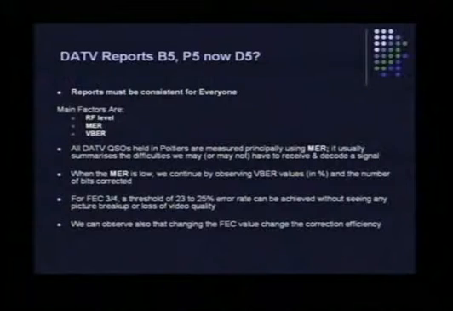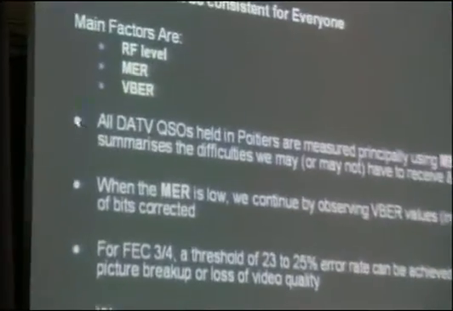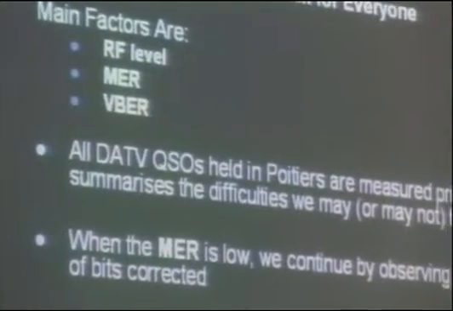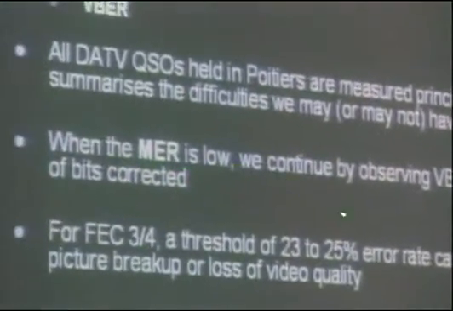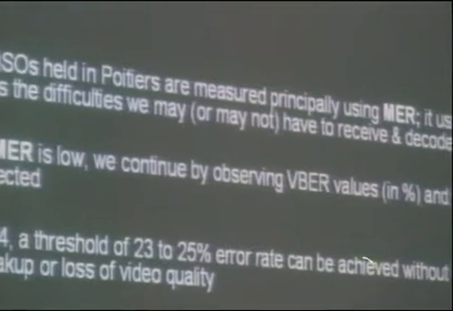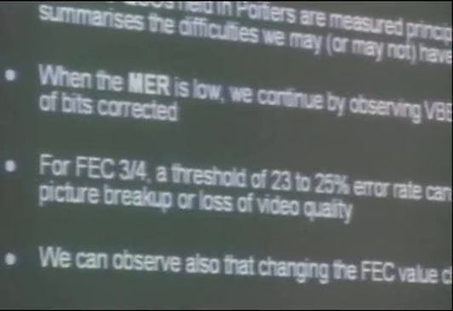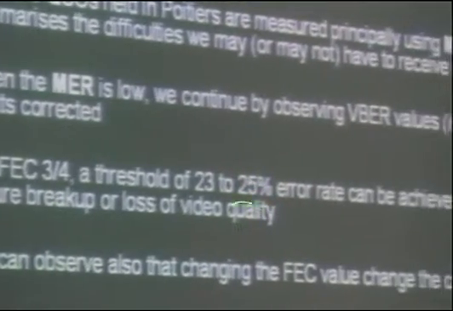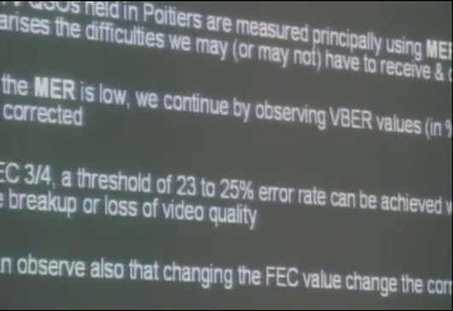So, to give a report, we have discussed about that. What can we do? Give RF level, MER, BER. Bon. In Poitiers, in my city, we use the MER. And when the MER is very low, we are observing BER in percent to see if we go near the bad value between 25 and 30%.